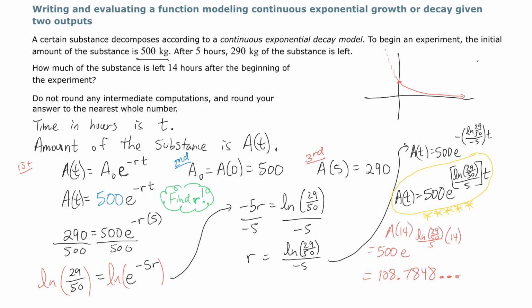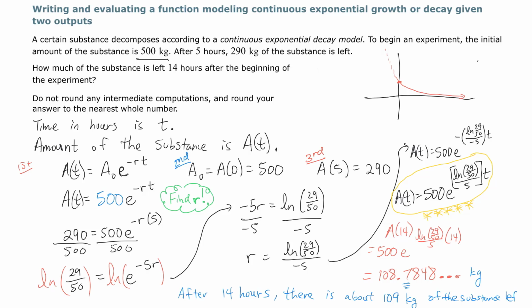It does say round your answer to the nearest whole number. So we're just going to look at the tenths place. 7 is more than 5, so I'm going to round this up to 109. And we need to know what the units are. They're actually kgs. Let's answer the question in a complete sentence. After 14 hours, there is about 109 kilograms of the substance left.